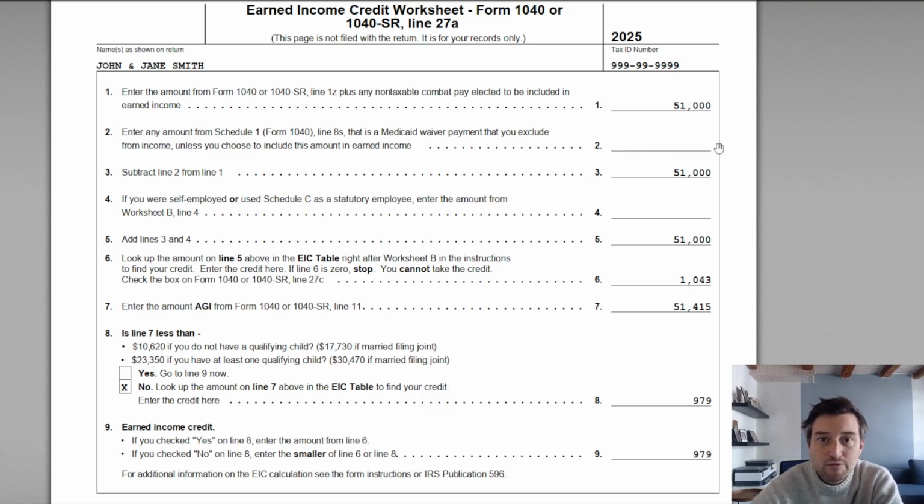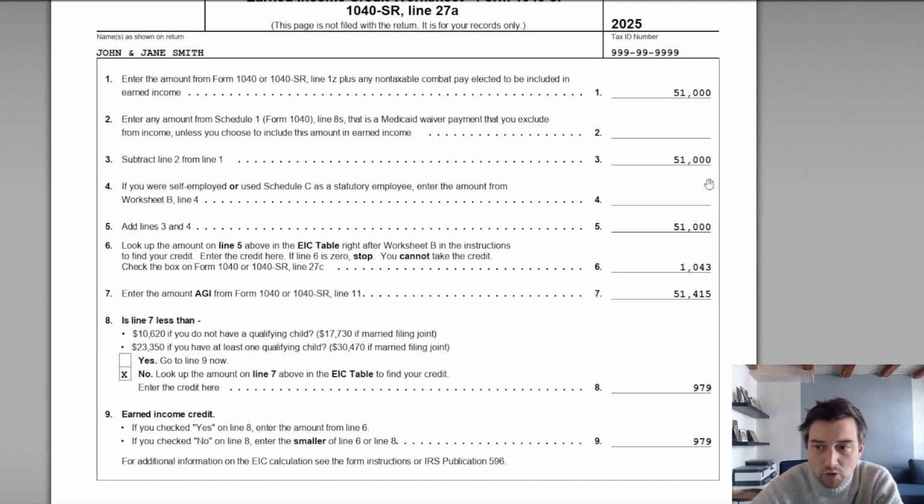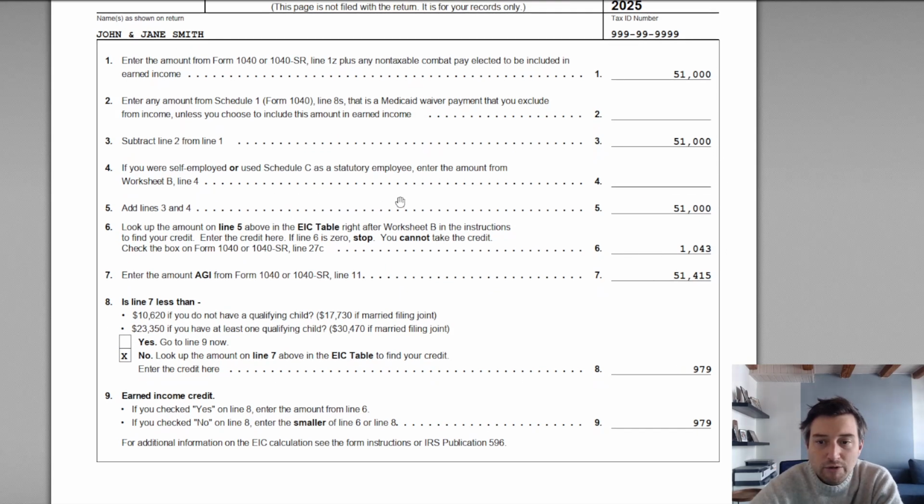And so for that reason, we're just leaving line item 2 blank. So subtract 0 from line 1, and we're left with $51,000. Now, if you're self-employed or you're a statutory employee, which means you have to do a Schedule C, you can include those amounts because they are earned income.